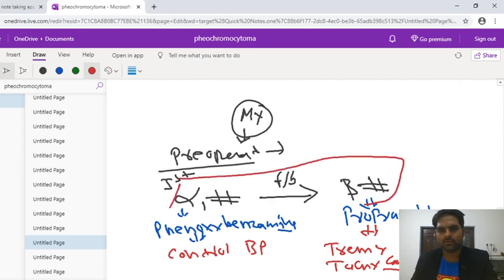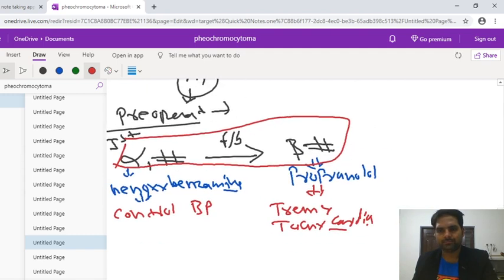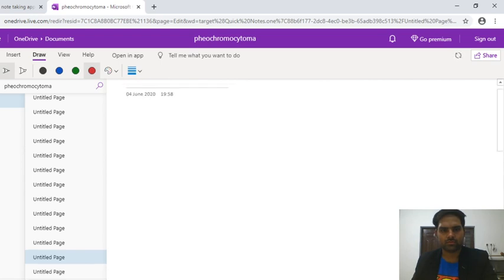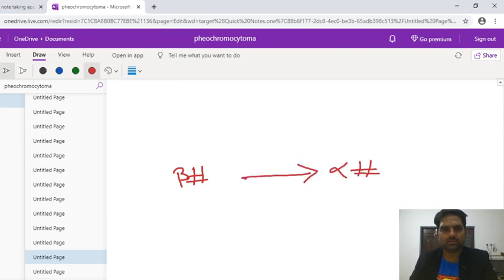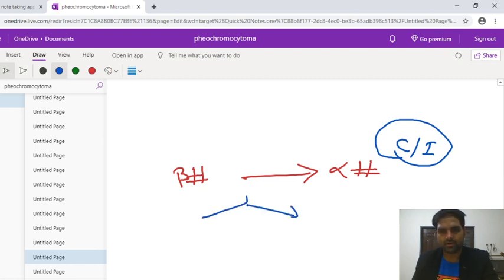Okay, now suppose the patient has mistakenly taken the beta blocker first, then what will happen? If the patient has taken the beta blocker first, then the alpha blocker, this regime is absolutely contraindicated. Now let's see the basic point here. We have the alpha receptor and the beta receptor in the body. The alpha receptor is responsible for vasoconstriction and the beta receptor is responsible for vasodilation.